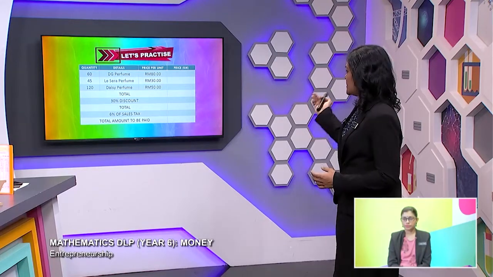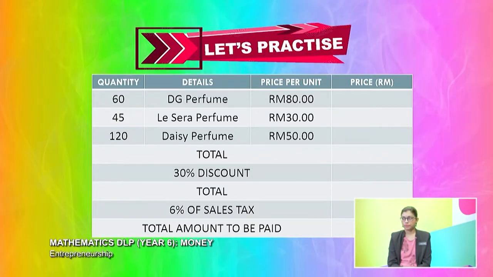Okay, kids, here is a receipt. We have the quantity. We have DG perfume, price per unit is 80, and Lee Sarah perfume, 45 quantity, price per unit is 30, and another, Daisy perfume. Three types of perfume here. This one is under 20, whereby one costs about 50 ringgit.